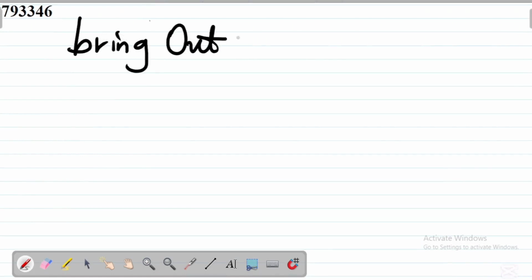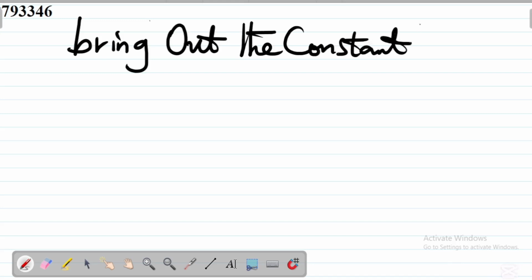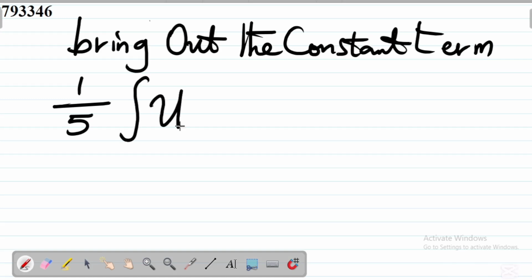Now, our next task is to bring out the constant term. And our constant term here is 1 all over 5. So if we bring out the constant term, we will have 1 all over 5 integral of u raised to the power 3 du.